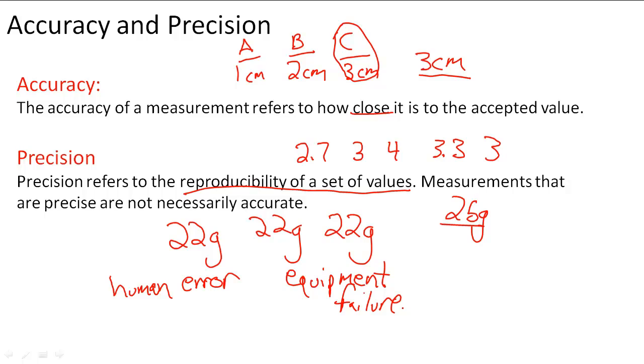And so knowing about accuracy and precision helps you be a better scientist and understand what's going on in a lab setting, because you can understand where you're supposed to be, what the accepted value is, what other scientists have gotten, and understand if you're being precise and accurate or being one or the other.